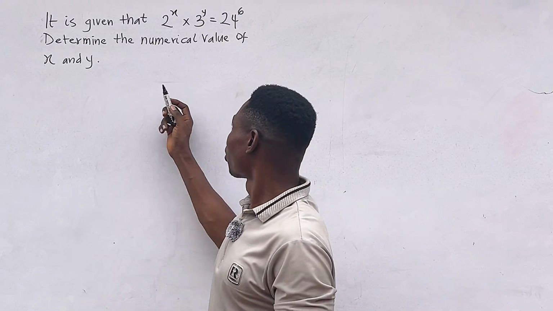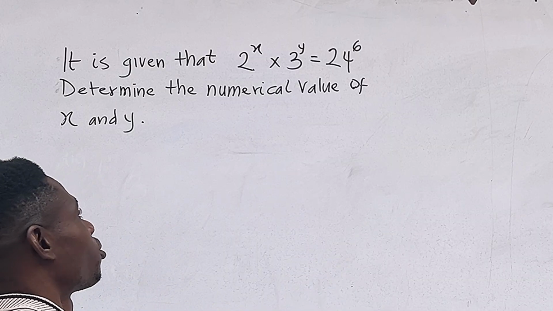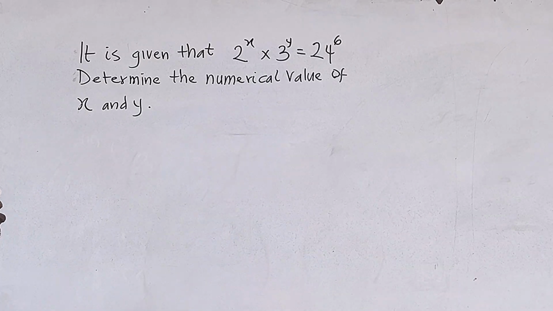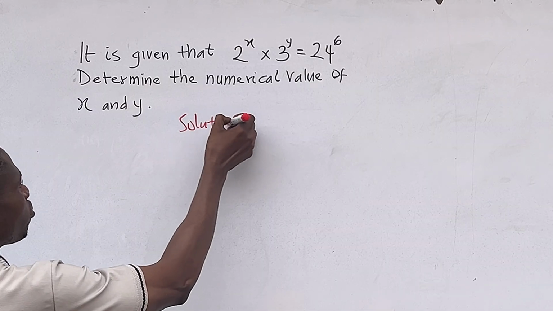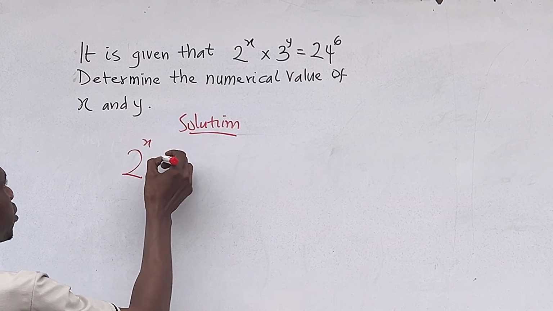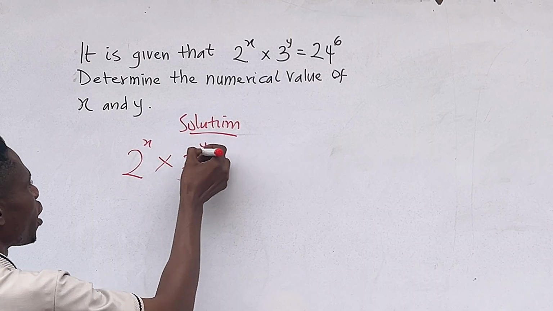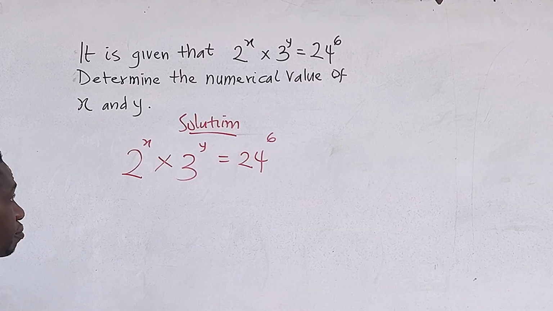All right, so today we'll be solving this problem from one South African past exam. Okay, it says we are given 2 raised to the power x times 3 raised to the power y, and it's equal to 24 raised to the power 6.